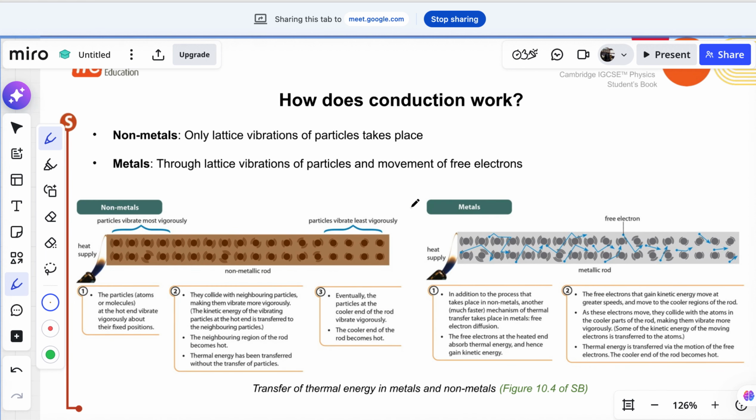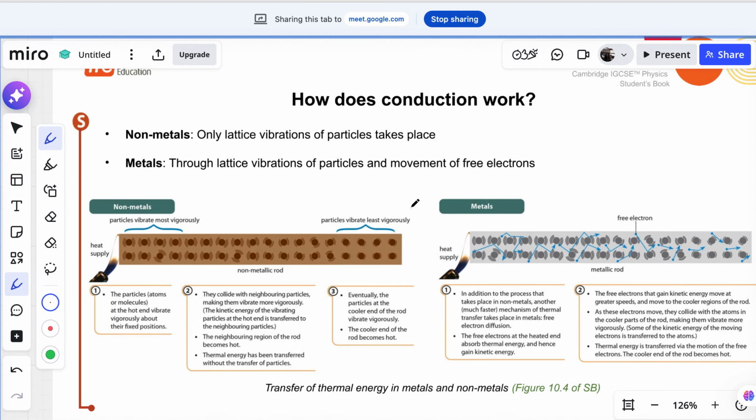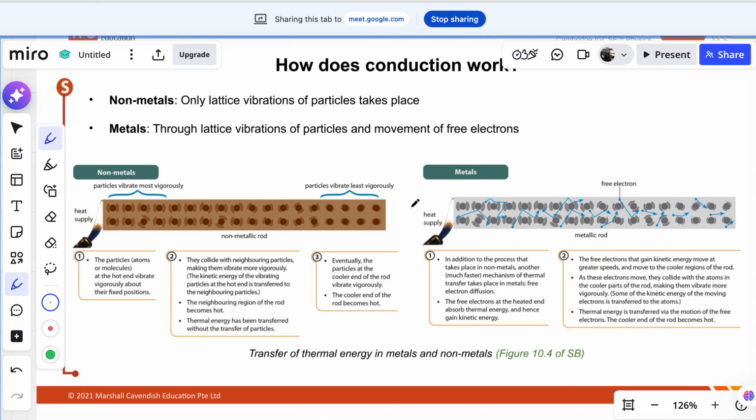Okay, now let's move to the next thing. How does conduction work? I think we've literally explained this already. Let's start with metals. When you heat a metal, two things happen. They have free mobile electrons to carry the energy, and the particles vibrate, leading to what we call lattice vibration. As the particles vibrate, they move the energy, and the free electrons also get heated up. They move this thermal energy from the hotter region to the colder region.